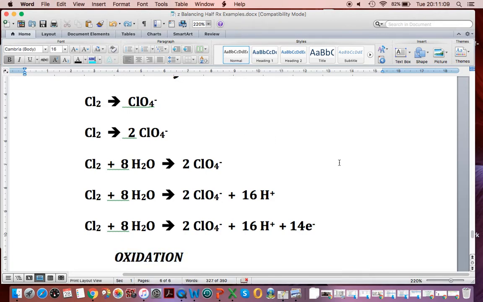So with 6 examples, you should have no problem attacking all kinds of questions. We're going to give you lots of practice at this, because you're going to need to be able to balance half reactions before you can balance redox reactions, which comes up next day. Hopefully it's making sense. If not, rewatch these videos. Make sure you have everything copied and get help if you need it.